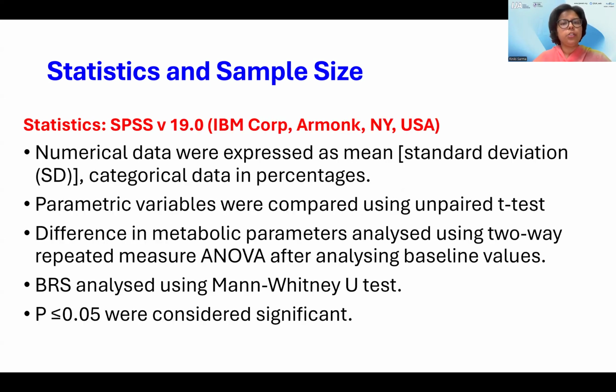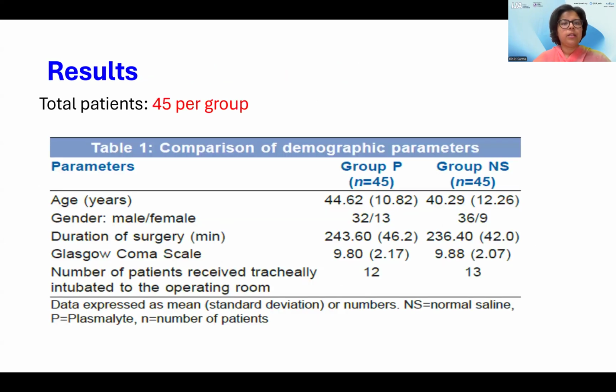SPSS version 19 was used for statistical analysis. The numerical data were expressed as mean and standard deviation, categorical data in percentages. The parametric variables were compared using unpaired t-test. The difference in metabolic parameters was analyzed using two-way repeated measure ANOVA after analyzing baseline values. Brain relaxation scores were analyzed using Mann-Whitney U-test, and a p-value less than 0.05 was considered significant.